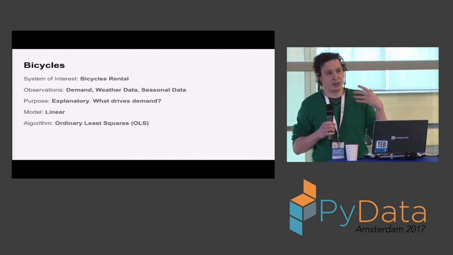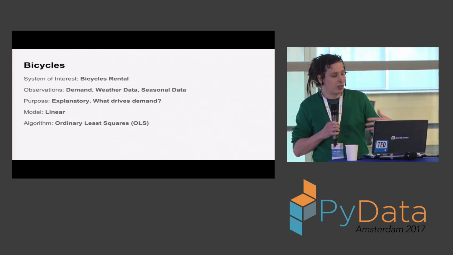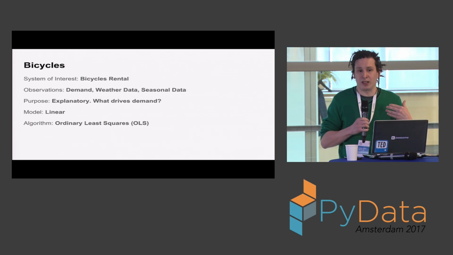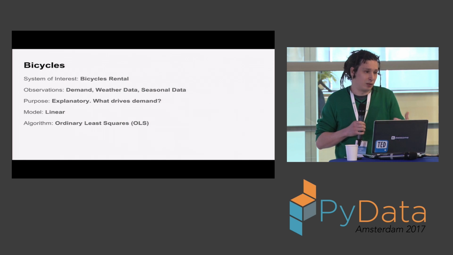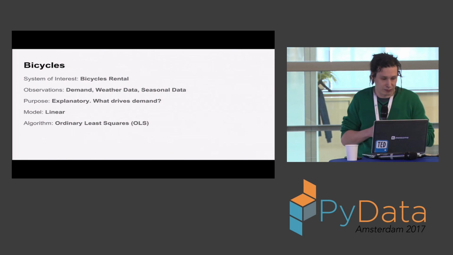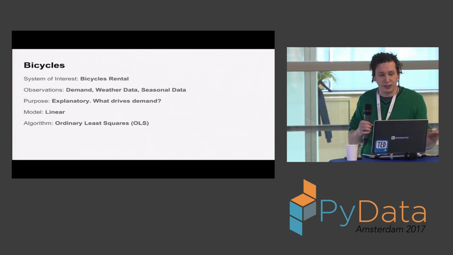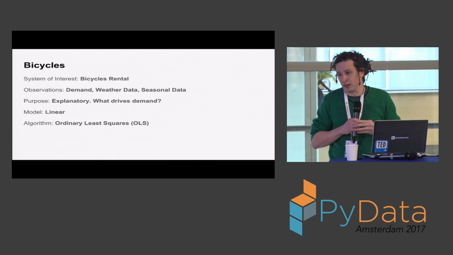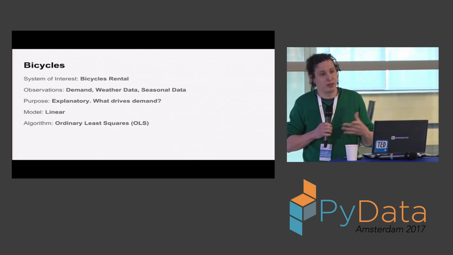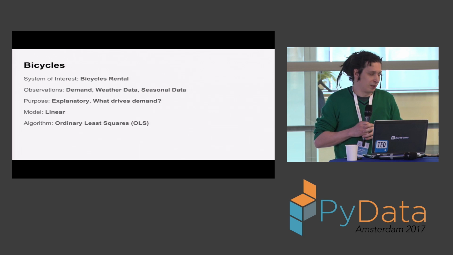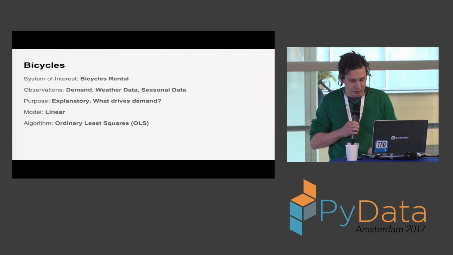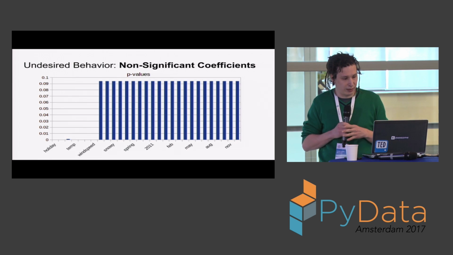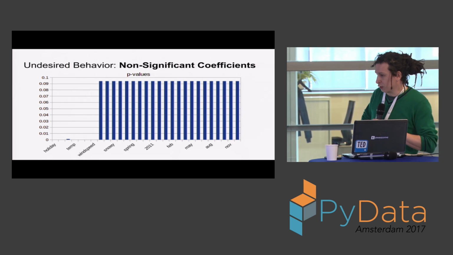So the idea is to understand which of these variables impact the demand of bicycles. And we also want to quantify this influence of these variables in the demand of bicycles. And the model is a linear model, and the algorithm is ordinary least squares. I implemented this using statsmodels, scikit-learn, pandas, the usual suspects. And let's see what happens if we just throw this data to OLS in statsmodels.